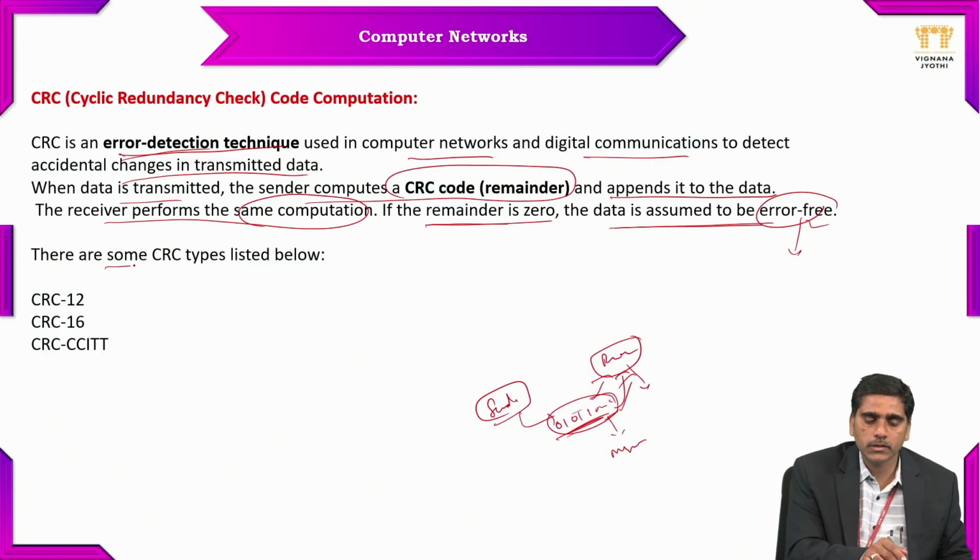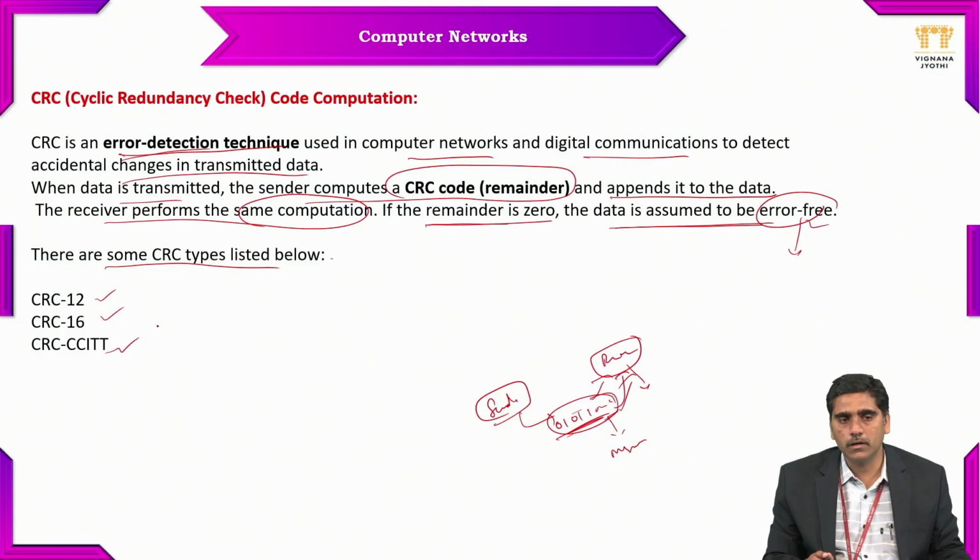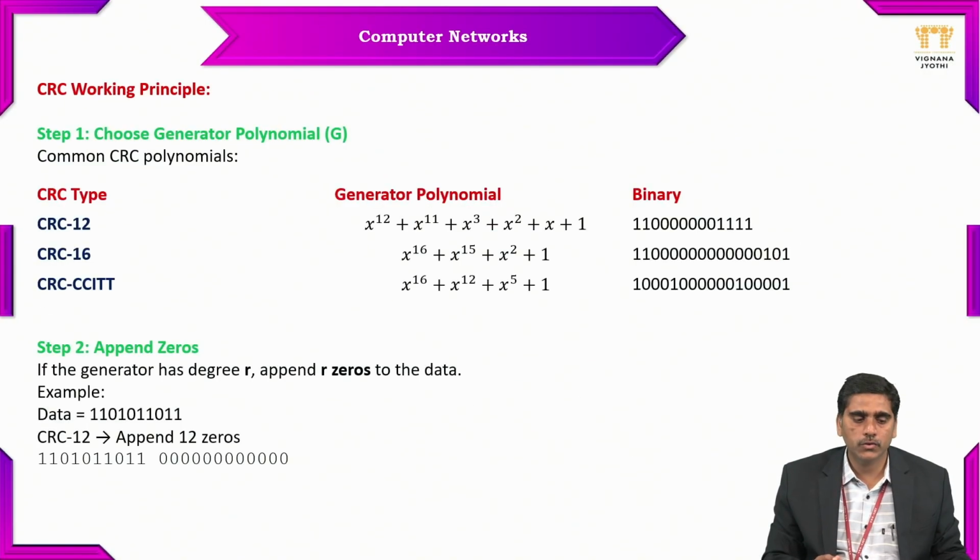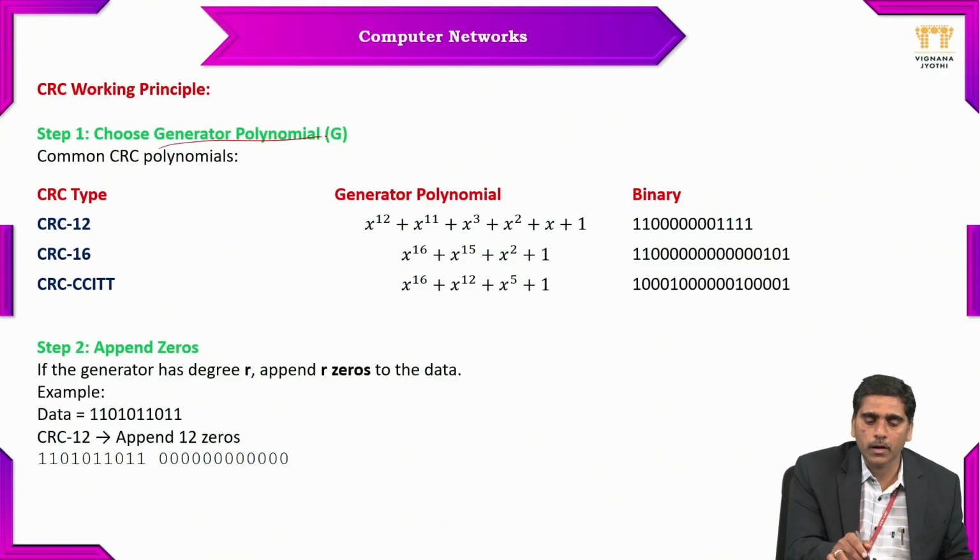These are some CRC types listed below: CRC-12, a 12-degree polynomial, CRC-16, a 16-degree polynomial, and CRC-CCITT, also a 16-degree polynomial. These are the CRC polynomial techniques that we can use for computation. So how does the CRC working principle go? How will the CRC computation be processed? Step by step, the first step is to choose the generator polynomial.